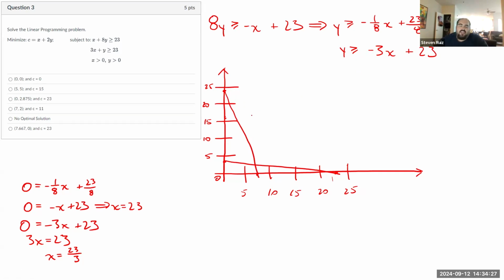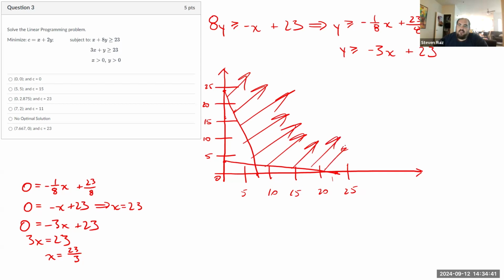So where is my feasible region here? So I want to be greater than or equal to both of those inequalities. So I think my region is out here. Basically, it goes infinitely far up and to the right, as long as I'm in the first quadrant, as long as I'm above these two lines. Okay, so here's my feasible region.